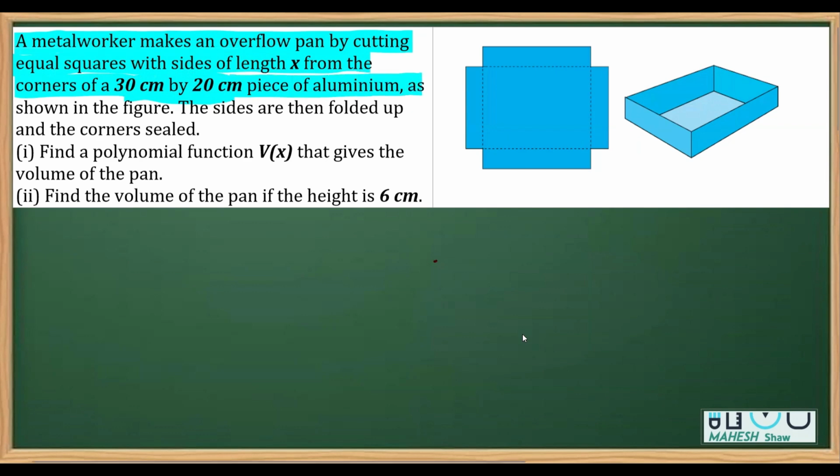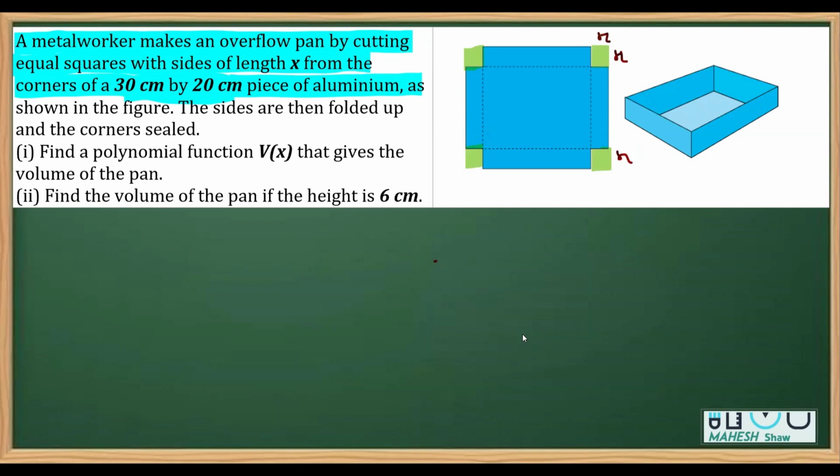So what you can see is that these are the squares which are cut from the corners, right? And this square that is cut has the length given as x. So this is x over here. These are the length or the side of the squares which are cut.